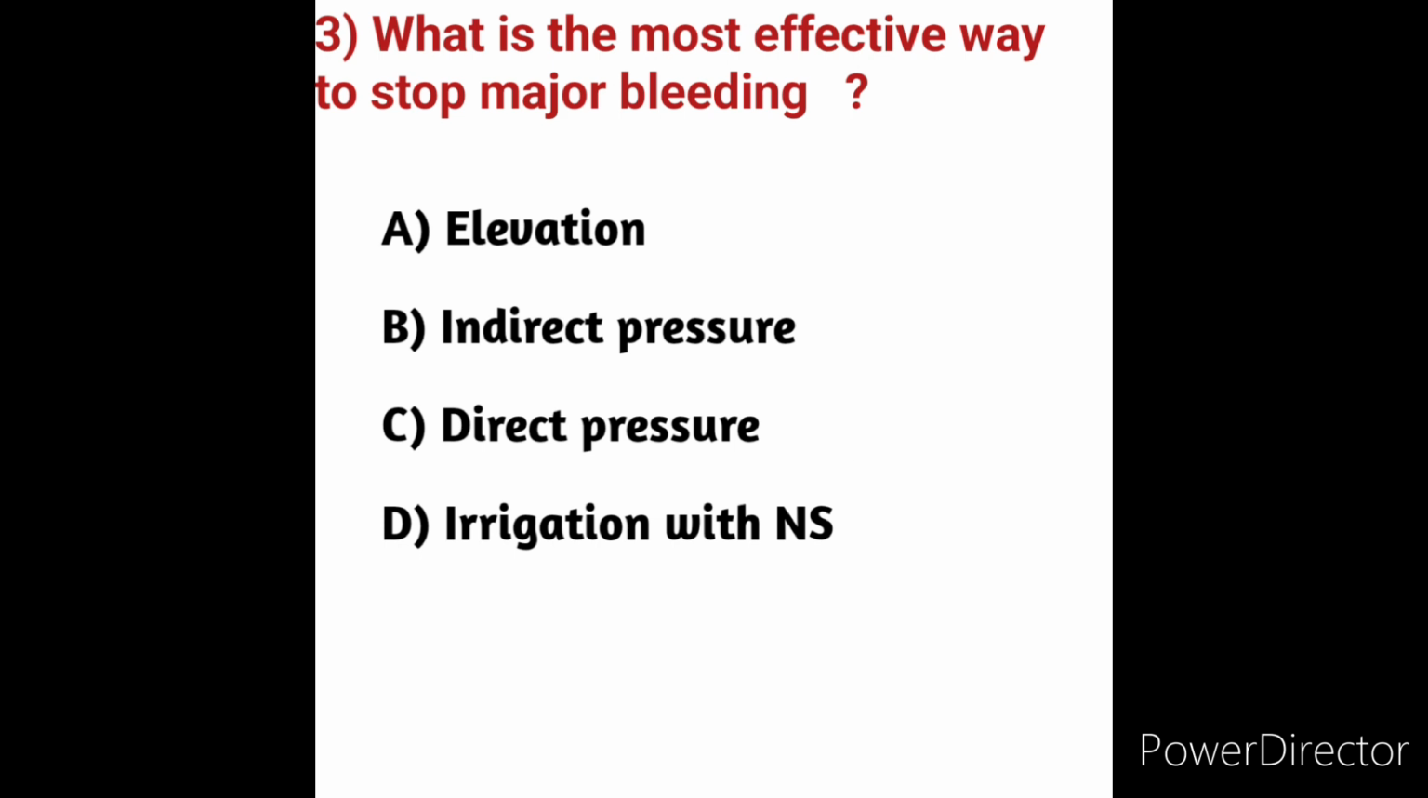Stop bleeding by putting direct pressure on the area with a tissue, gauze pad, or a clean cloth. The bleeding should stop after a few minutes, then remove the hand; otherwise add more gauze or another cloth and apply more direct pressure. Direct pressure over the bleeding point is the most effective way to stop major bleeding. So option C, direct pressure, is the correct answer. Next we will move on to question number 4.